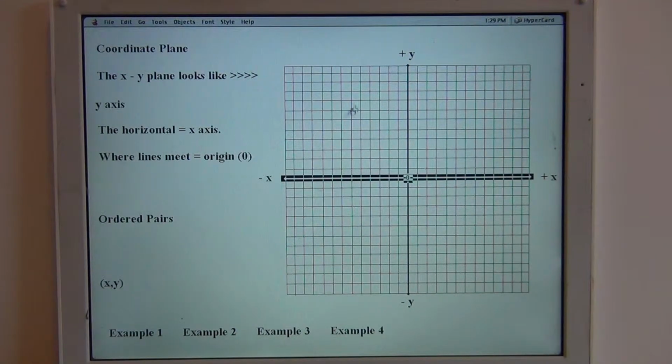And we have a vertical axis, or a y-axis, which is perpendicular to the x-axis, or horizontal axis. It starts at 0 at the origin and goes in a positive direction up and in a negative direction down. That is the y-axis, and this is what a coordinate plane looks like.